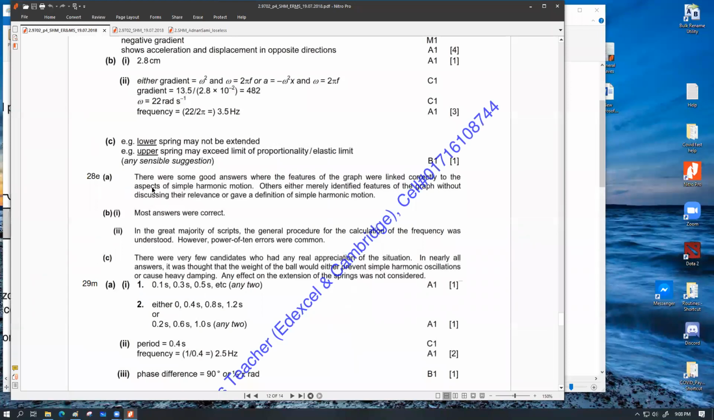I personally like the second option better, that the upper string may exceed the limit of proportionality because it's going to be under a lot of force. That one makes good sense to me. Have a look at the examination report. There are very few candidates who had any real appreciation of this question. In nearly all answers, it was thought that the weight of the ball would either prevent simple harmonic oscillations or cause heavy damping. Any effect of the extension of the springs was not considered. You see, that makes sense. I'd go for the second option. That one looks credible and understandable to me.